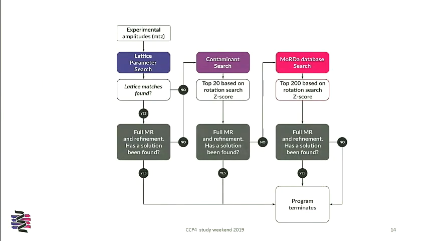So I want to show you the full pipeline as we've created it so far. We take your experimental data. We put it into the lattice parameter search. If we find something, wonderful, let's stop there. Otherwise, we'll try a contaminant search. Again, find anything? Wonderful, done. Finally, if we don't find anything with those two methods, we can be more confident that the MoRDa search might actually find something that's new, interesting.